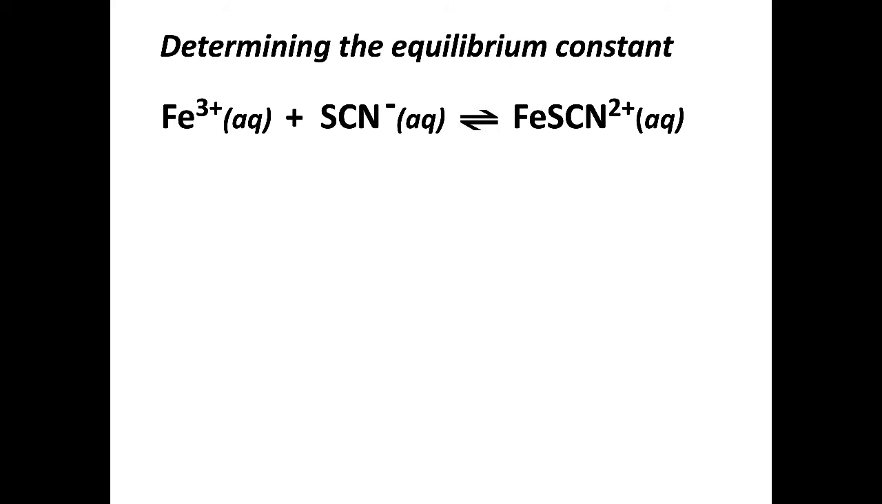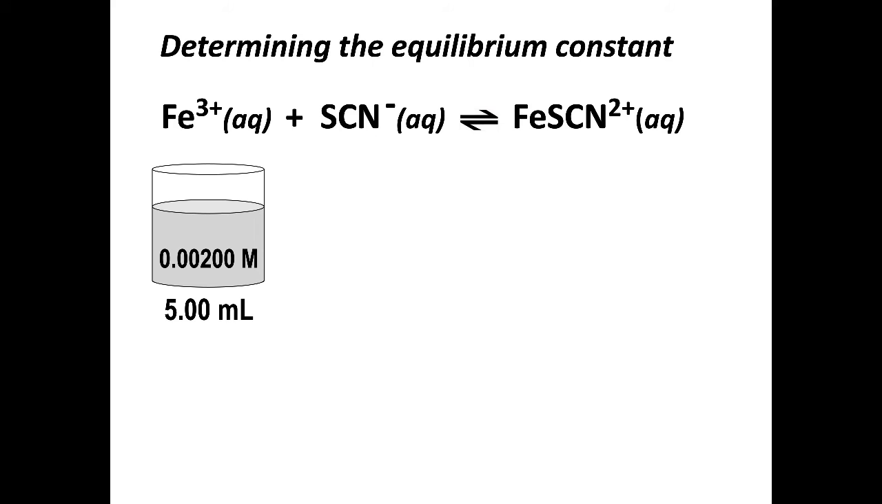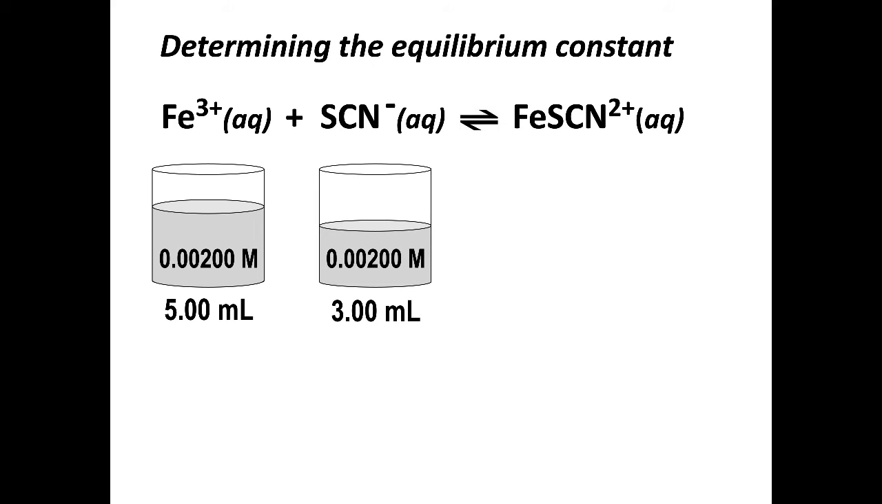Okay, so now we do how we're going to determine the equilibrium constant. And again, here's the reminder of the equation. And we'll once again combine some Fe3+ with some SCN- solution. But notice this time, both of them will have about the same, well, in fact, exactly the same concentration, 0.00200 molar. So neither one is in huge excess. They're relatively the same as each other. And so what will happen then is the reaction will take place, but it won't go completely to make FeSCN2+.